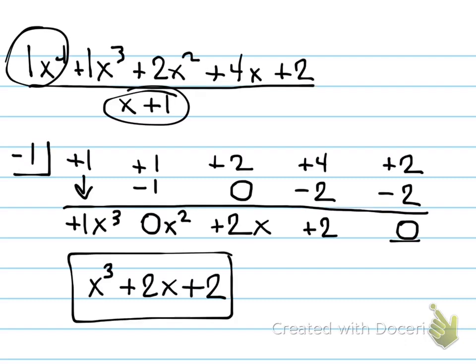Right? Positive 2 times negative 1 made negative 2, and then positive 4 minus 2 gave me positive 2. Okay? Be careful. Sign errors are the biggest thing you can do wrong here.